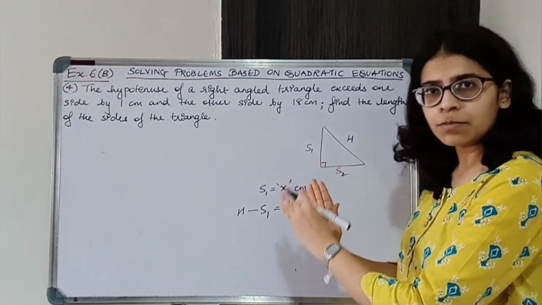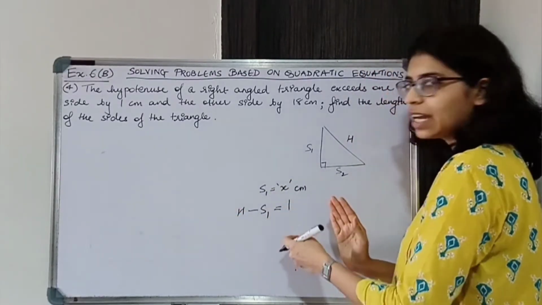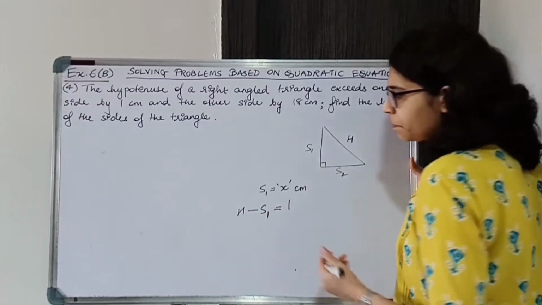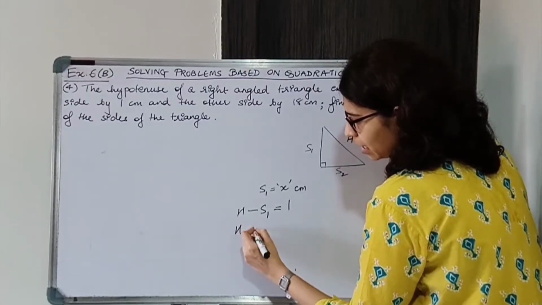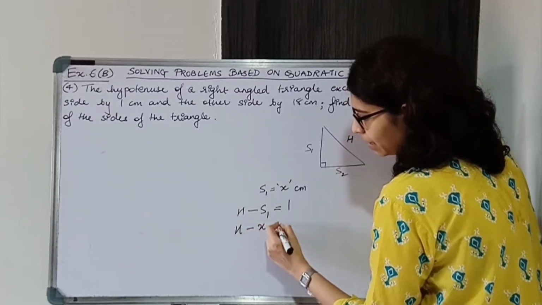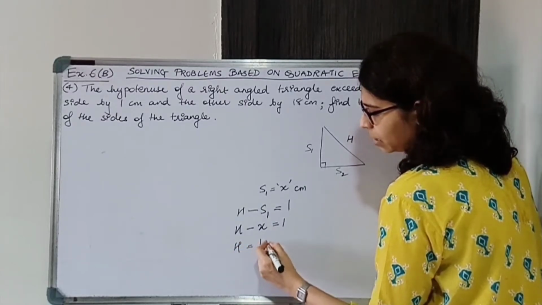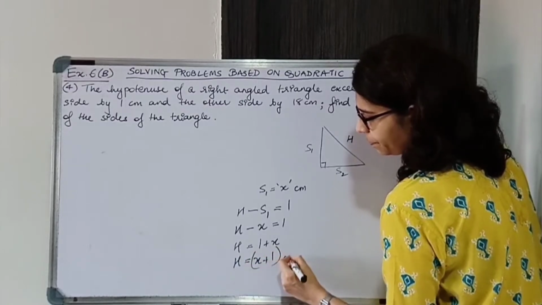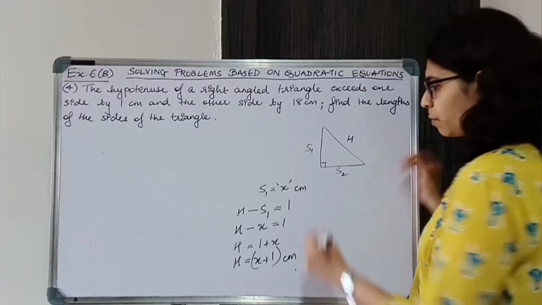The one that comes before exceeds is the greater one and after that is the smaller one. So greater minus smaller is 1. Now S1 is x, so I can say hypotenuse minus x is equal to 1. So hypotenuse is 1 plus x, that is basically x plus 1. So I got hypotenuse also.